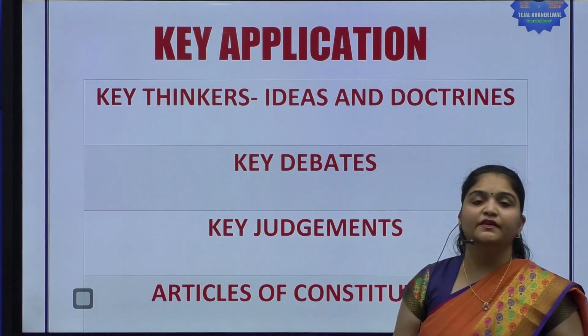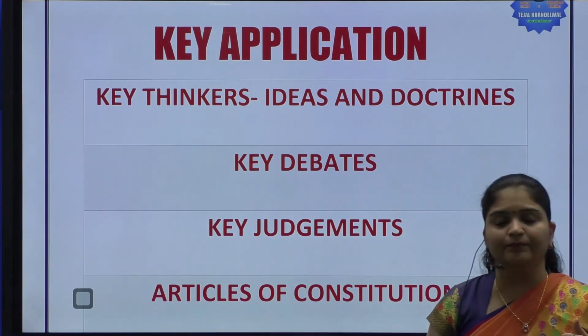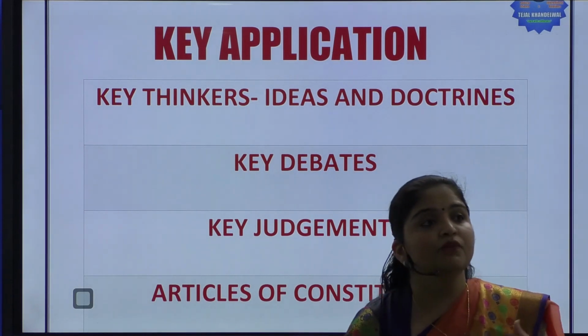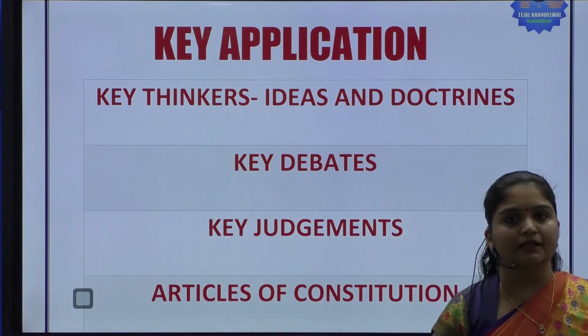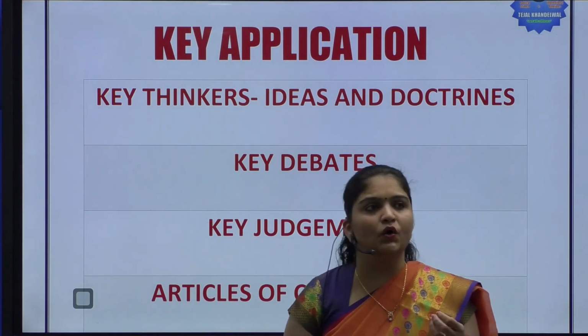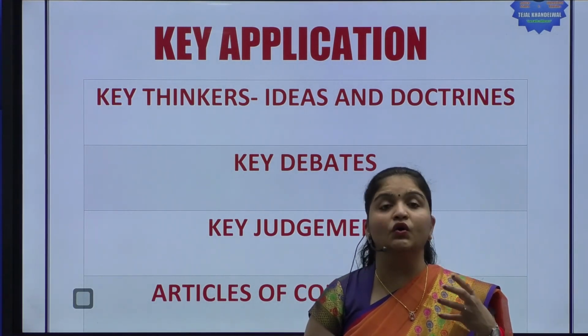Then key debates. For example, we have studied the debates in equality, in justice, in democracy. Now, whatever debates we have studied, for example, a question will not come like that on democracy as an idea or a concept.